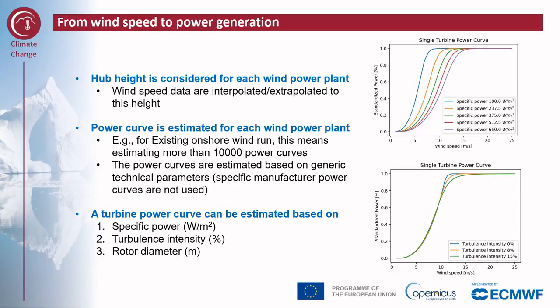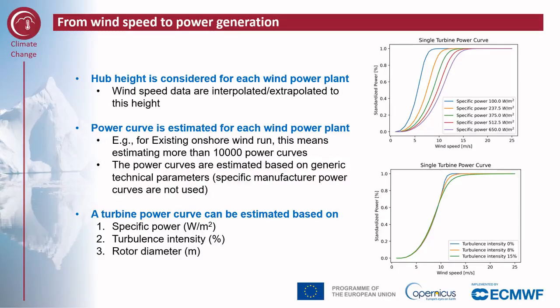When going from wind speed to power generation, first we need to interpolate or extrapolate the wind speed to the proper hub height. So we use a unique hub height for every wind power plant. We also need a power curve for every wind power plant.